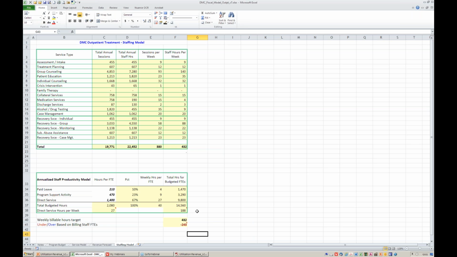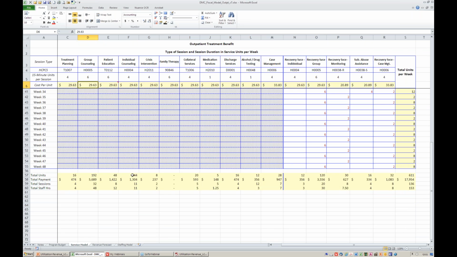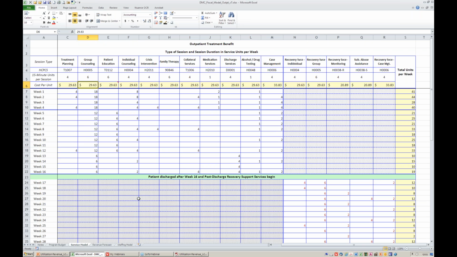You've got just around here about 200 hours available to do direct services, but based on your service model, you need 432 hours. What this really means is there's a discontinuity between the service model and the staffing.